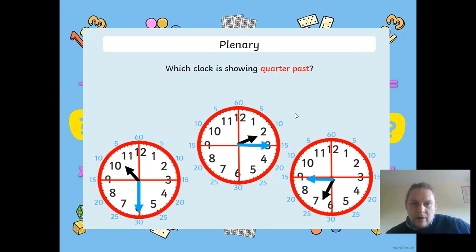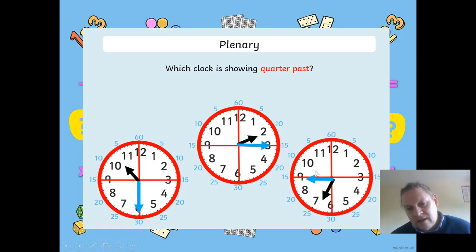Okay. Right. Which clock is showing quarter past? Let's have a look. So we've got this clock. Now, is this clock showing quarter past? If the big hand's on the 6, is that quarter past? No, we know that's half past, isn't it? Half past. So we can rule out this clock straight away. It's not going to be this one.